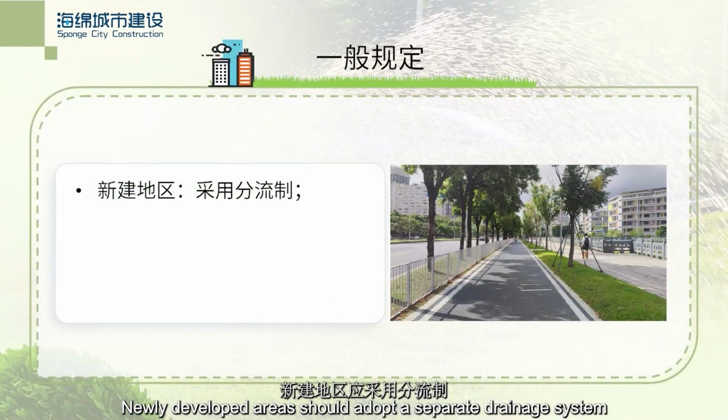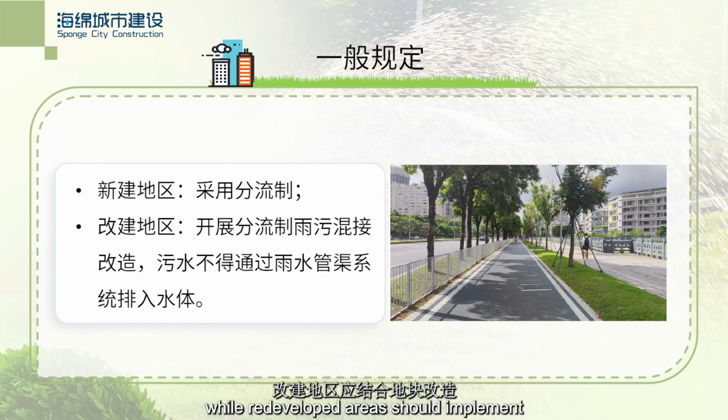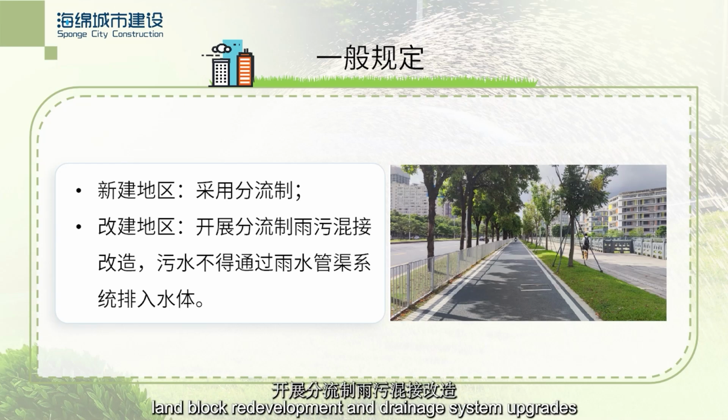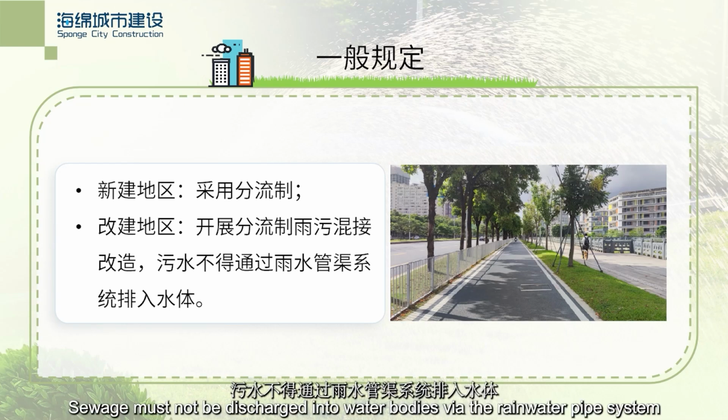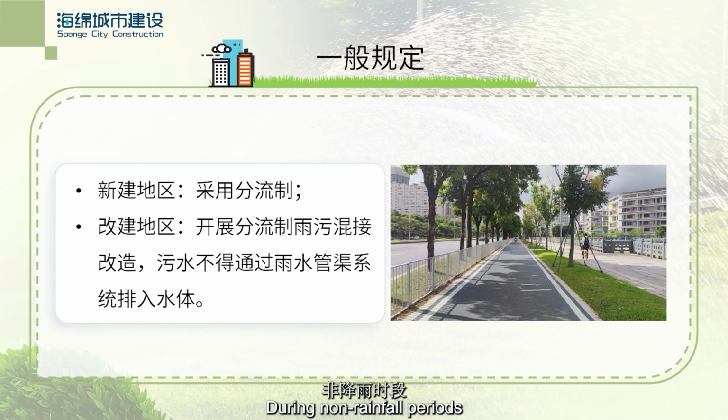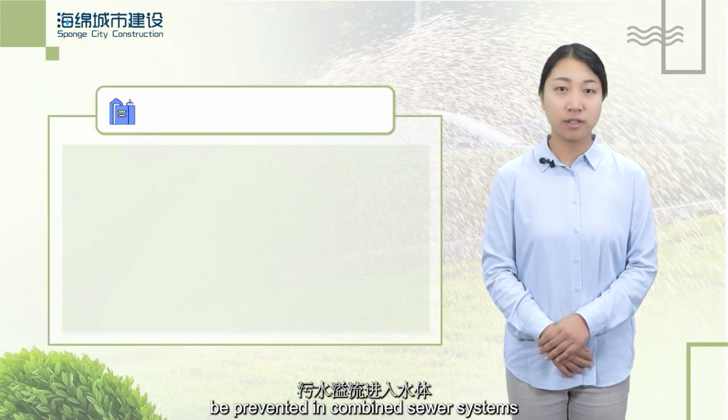Newly developed areas should adopt a separate drainage system, while redeveloped areas should implement combined drainage modifications alongside land block redevelopment and drainage system upgrades. Sewage must not be discharged into water bodies via the rainwater pipe system. During non-rainfall periods, sewage overflow into water bodies must be prevented in combined sewer systems.